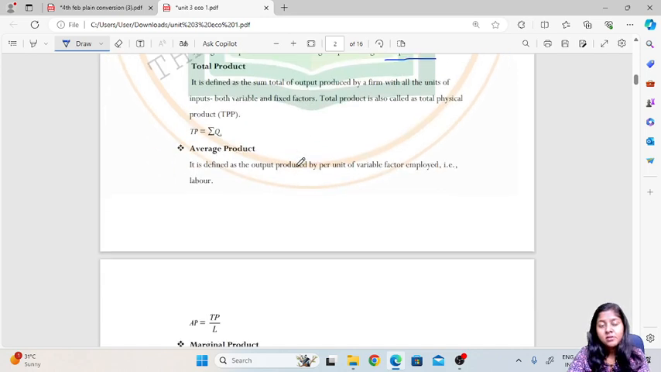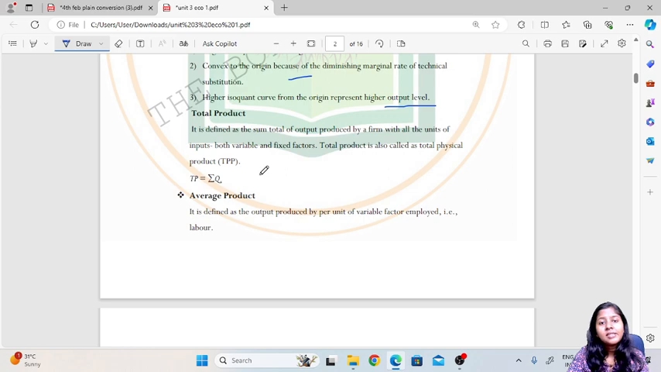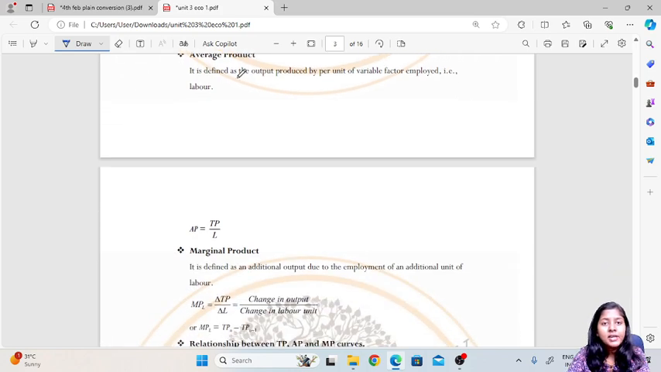Also, from the previous video, we have discussed the total product, average product and the marginal product. Total product is defined as the sum total of output produced by a firm with all the units of input, that is the variable and the fixed factor. Total product is also called total physical product. So total product is equal to the summation of Q, that is the total output produced. Then average product is defined as output produced per unit of variable factor employed, that is labor. So average product is equal to total product divided by L.